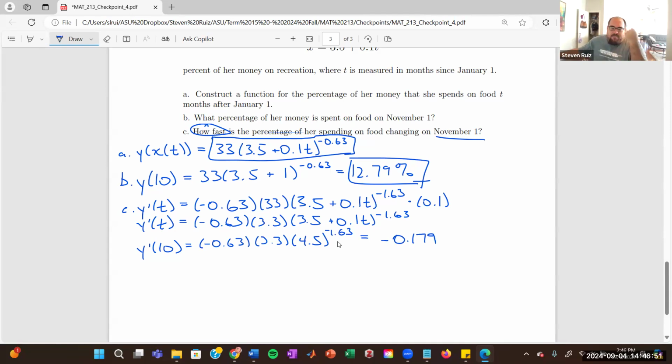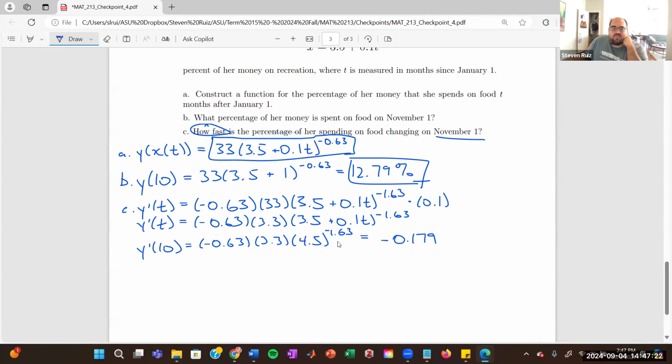But let's talk about what that means. So it's a negative number, which means what's happening to her spending on food on this date? Well, the percentage of her money she's spending on food is going down. And by how fast is it going down? It's going down by 0.179 percentage points per month, essentially.